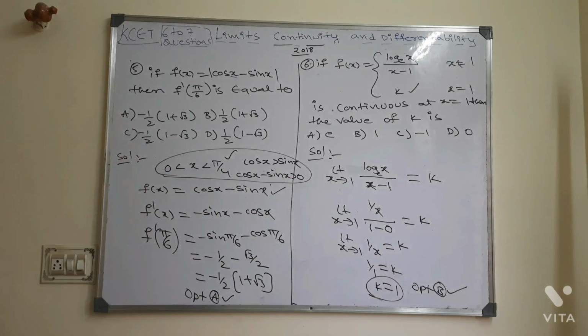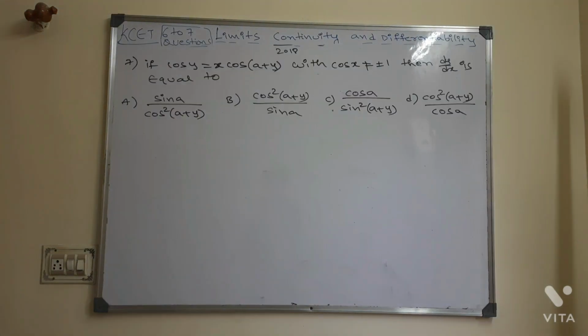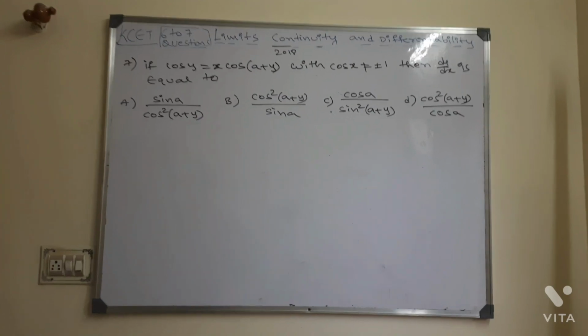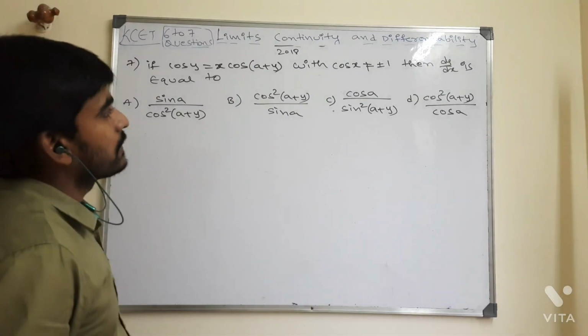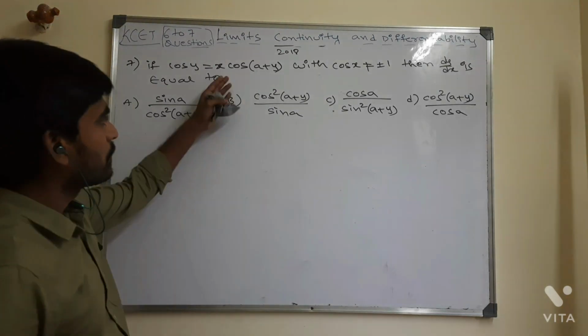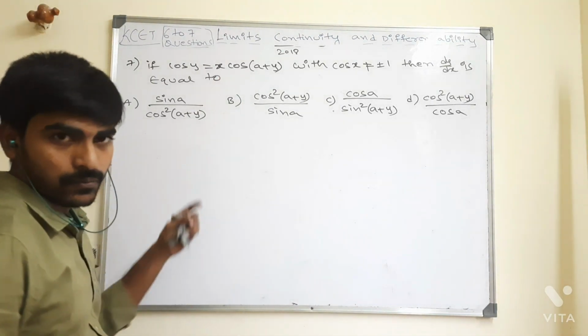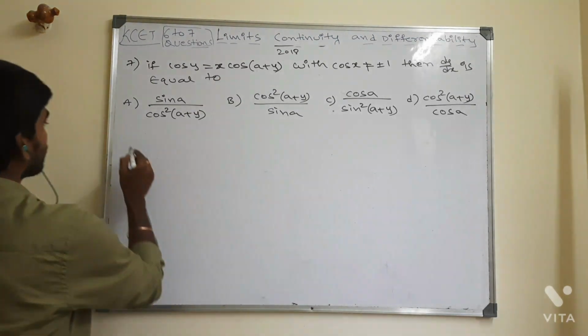This question is from NCERT only, the NCERT miscellaneous exercise. You can check in the book. Okay, so we'll solve them now. Solution: the given condition is cos y equals x into cos of (a plus y).